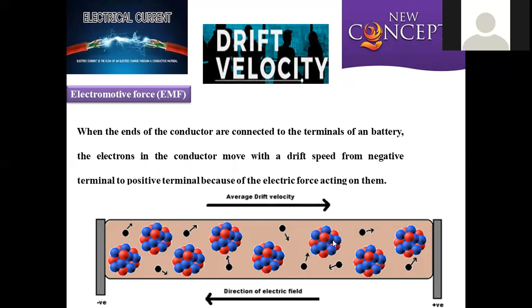That is the main cause for this electromotive force, which is clearly depicted in this diagram, where the electrons are traveling with the average drift velocity, and with respect to this drift velocity, the external electrical current moves in the opposite direction. So that is mentioned in this picture.